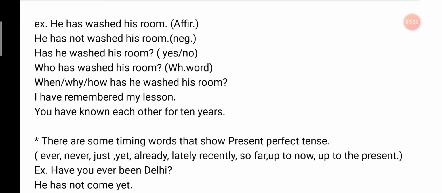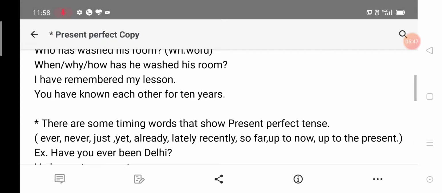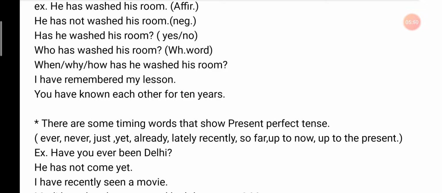Next, who has washed his room? Who is a singular subject, so it is followed by has instead of have. When, why, how has he washed his room? You can write any other WH word other than who, then again has/have plus subject plus V3, with a question mark.